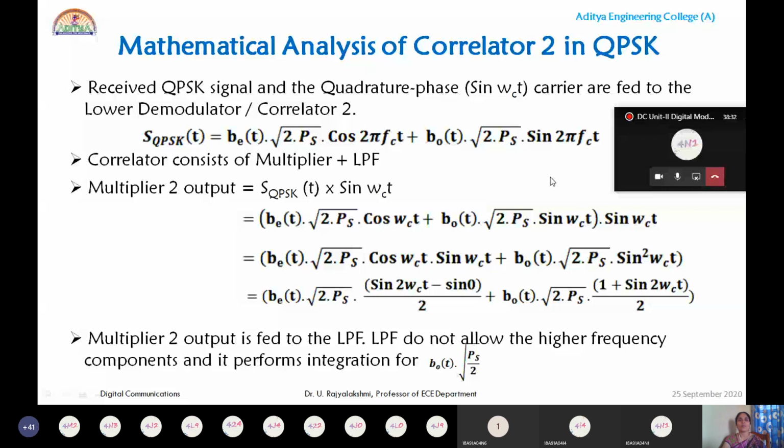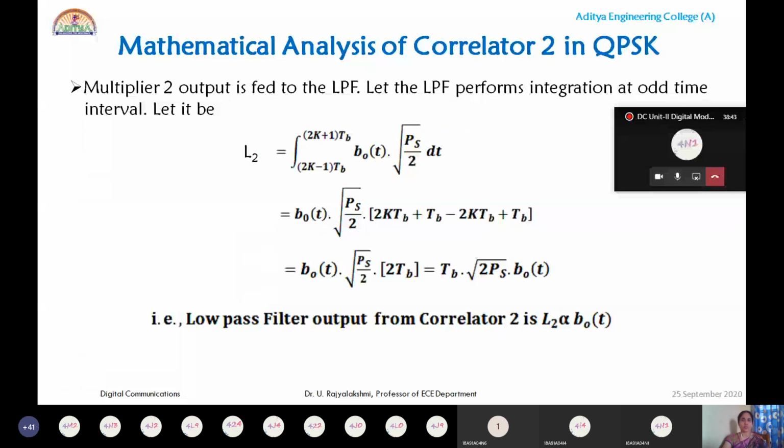So I told you the low pass filter used in correlator 2 performs integration for the limits. So what is L2 here? L2 is from 2k minus 1 TB to 2k plus 1 TB of B naught of t into root PS by 2 dt.